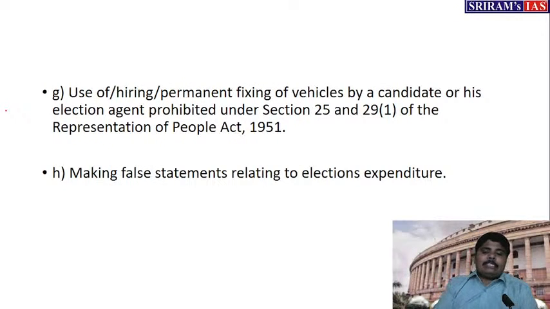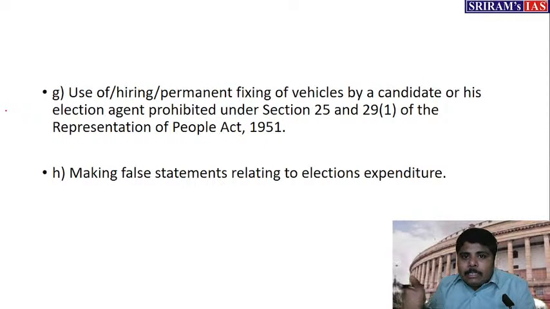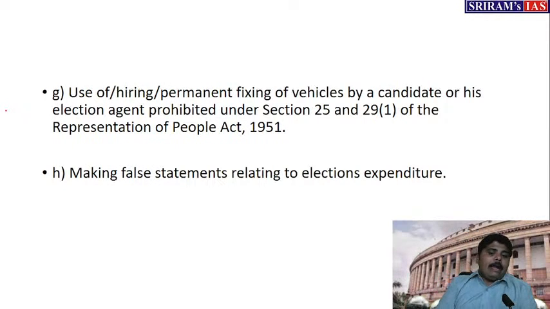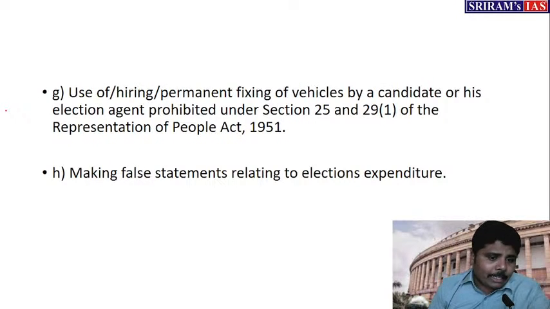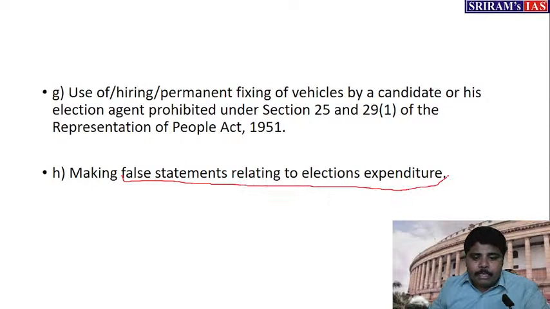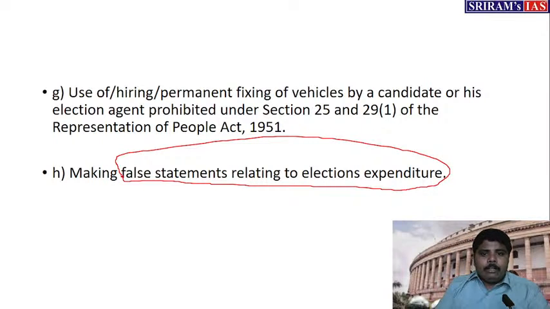Just like that, they can't go for permanent fixing of vehicles and all, as these come under corrupt practice. At last, when they are making a false statement about how much money was spent and how much they are supposed to declare, what is the amount spent and what they have declared, when both of them are not matching. See, because a false statement anywhere will be a threat to reality. So truth will be getting hidden and you will give fake data.